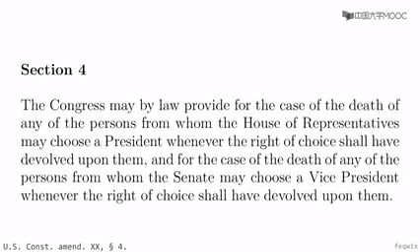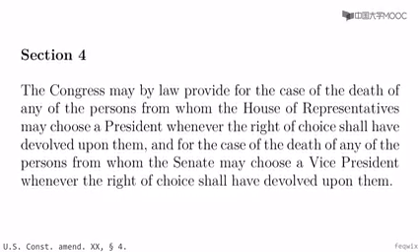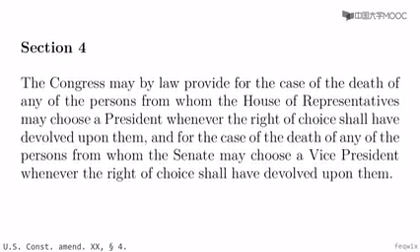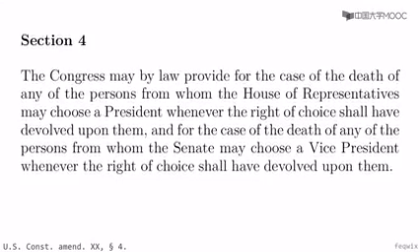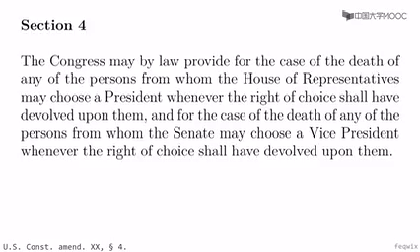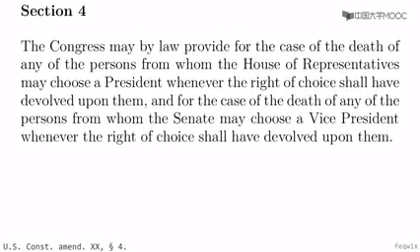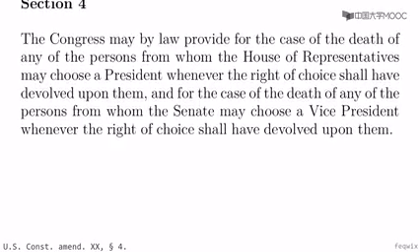Section 4. The Congress may by law provide for the case of the death of any of the persons from whom the House of Representatives may choose a President whenever the right of choice shall have devolved upon them, and for the case of the death of any of the persons from whom the Senate may choose a Vice President whenever the right of choice shall have devolved upon them.